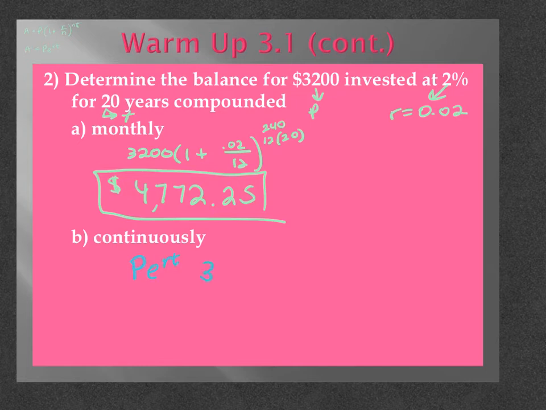Which is 3,200, r = 0.02, t = 20. So 3,200 times e to the 0.02 times 20. And I get $4,773.84. So not a big jump there because monthly is pretty often, okay? But obviously the continuous should still be more than the monthly.